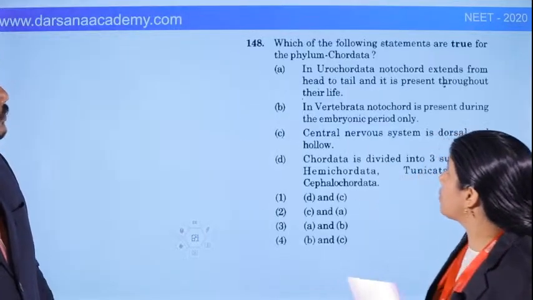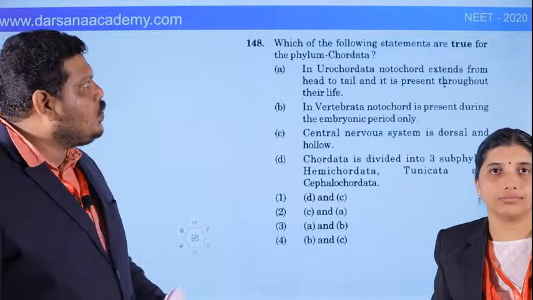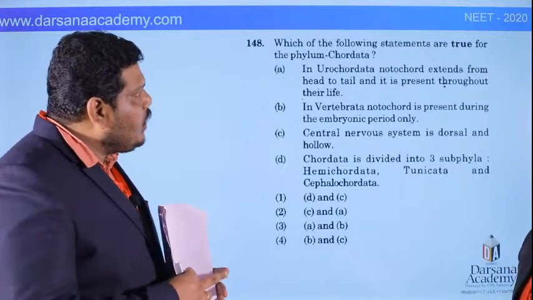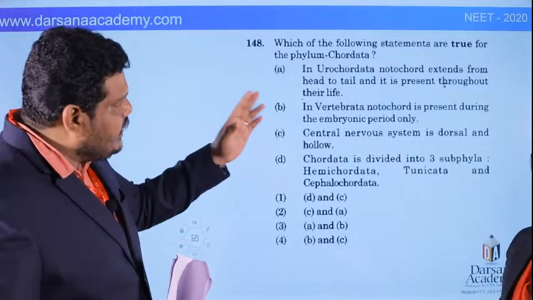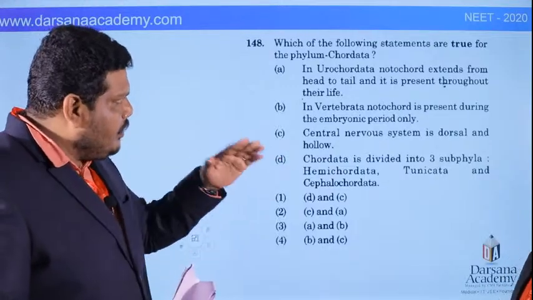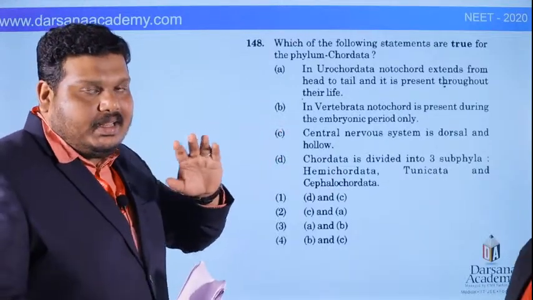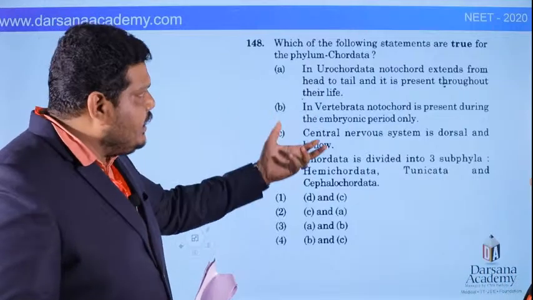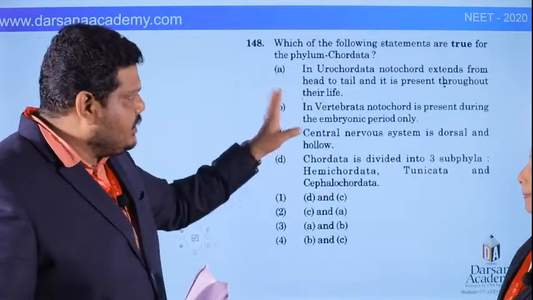And what about the next question? Which of the following statements are true for the phylum Chordata? The true or false question is there. In Urochordata, the notochord is extended from head to tail and it is present throughout their life. It's a completely wrong statement, because in Urochordata the notochord is present only in the tail region, but it is not in the full body part. It's a wrong statement.